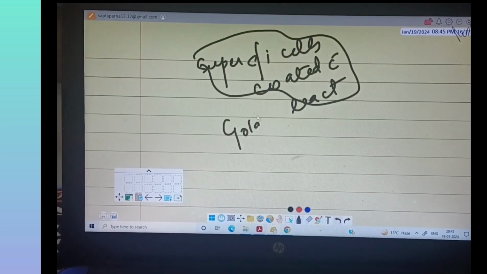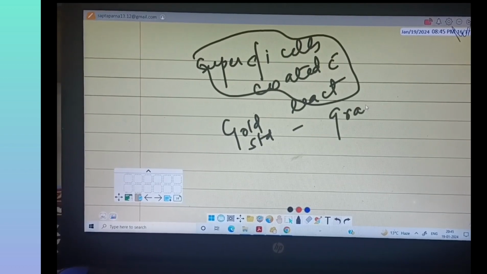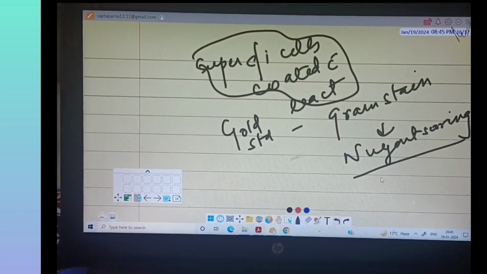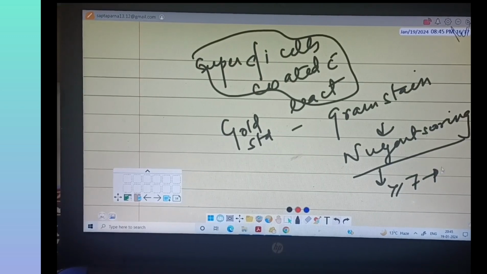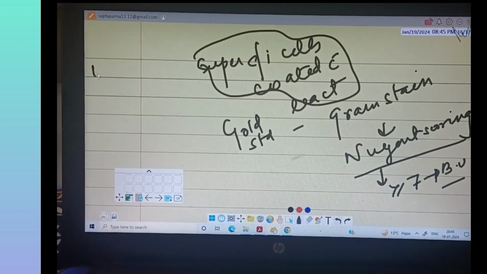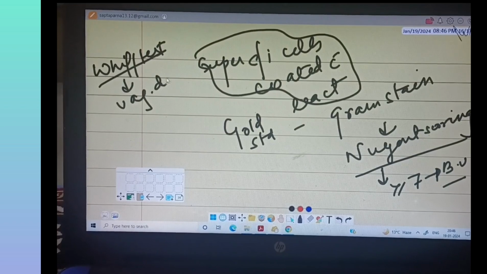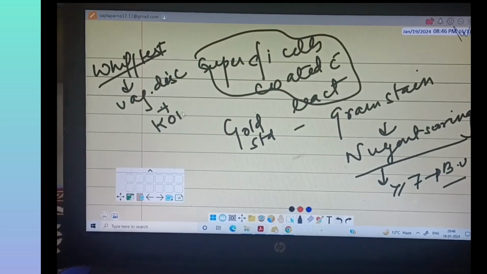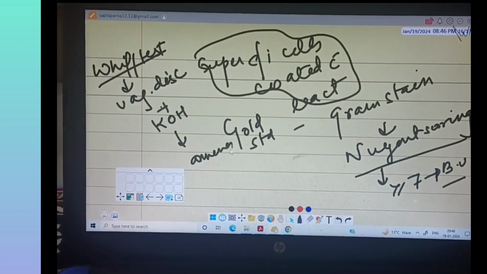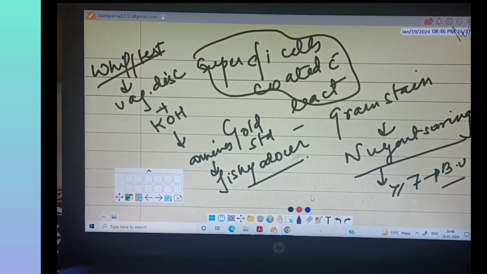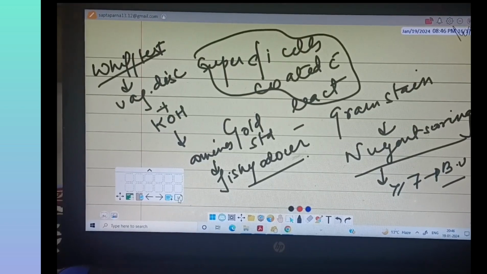Now, what is the gold standard? The gold standard is gram stain. On gram stain, we do Nugent scoring, which you don't have to know in detail. On Nugent scoring, if the score is greater than or equal to 7, it is suggestive of bacterial vaginosis. Next, there is another important test, that is the whiff test. If we add KOH to the vaginal discharge, amines are produced. These amines will give a fishy odor. So we have to remember the whiff test in bacterial vaginosis.